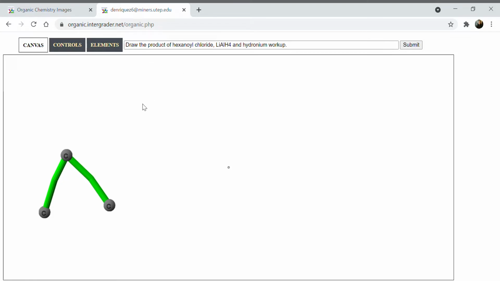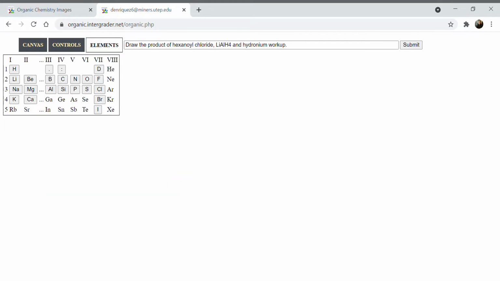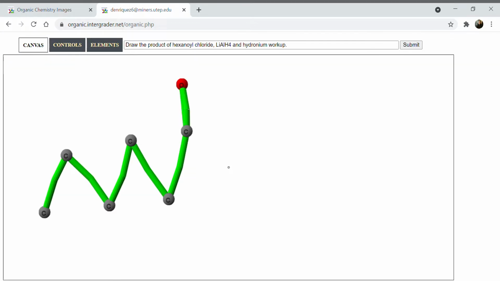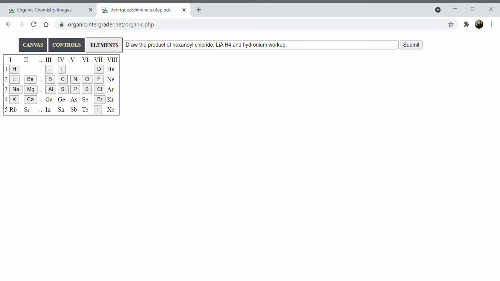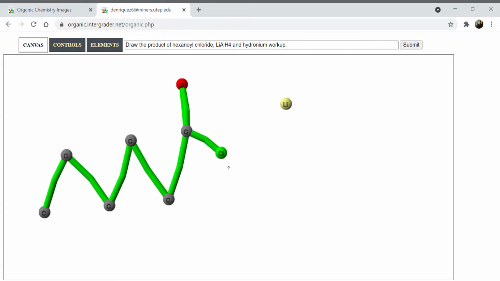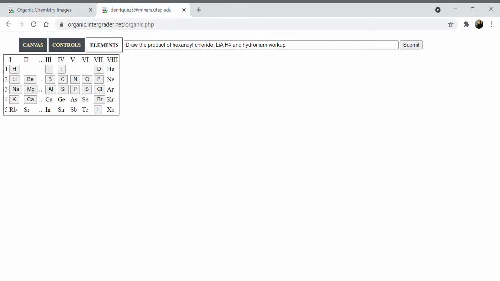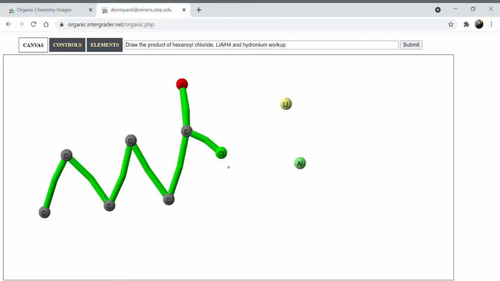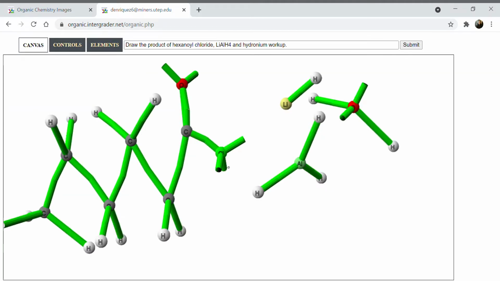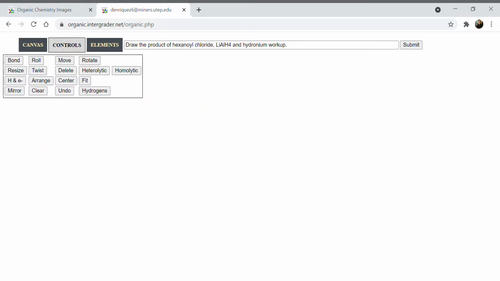I'm going to draw my hexanoyl chloride. So that's 6 carbons, and then a double bonded oxygen, and a chlorine. And then I'll add my lithium to the canvas and my aluminum. And it's a hydronium workup, so I'll go ahead and add my oxygen, which will become a water molecule. Hit arrange and fit.